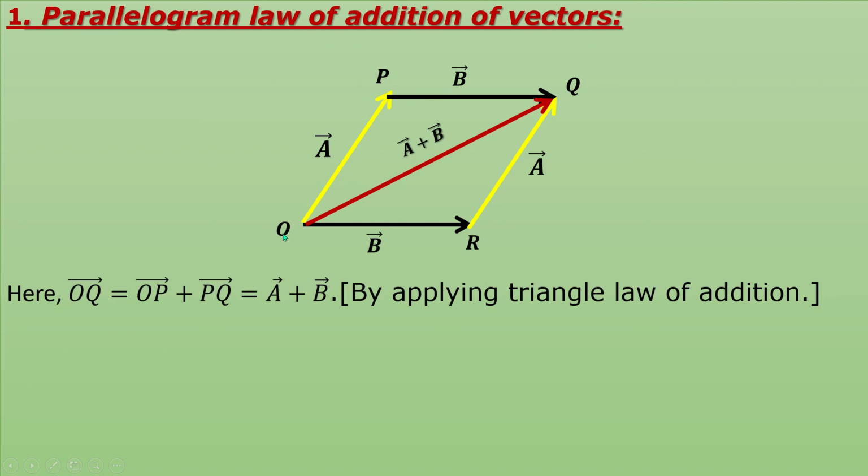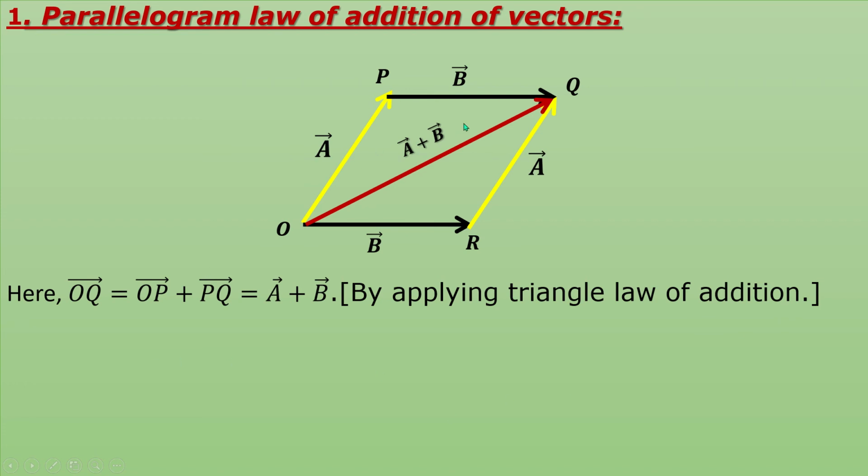Here in triangle OPQ, OP vector plus PQ vector equals OR vector. OP means A vector, PQ means B vector. So PQ is equal to, we can also write, OR vector. That means OP vector plus OR vector equals A vector plus B vector by applying the triangle law.